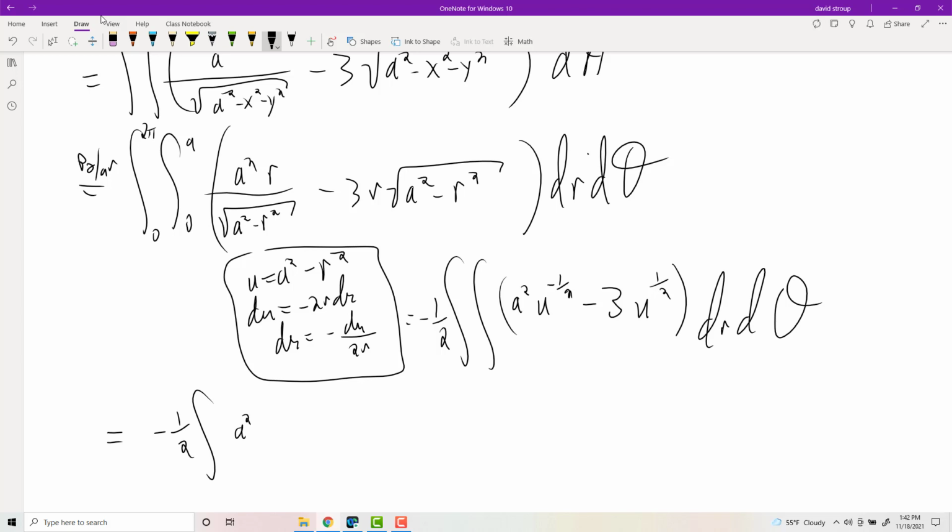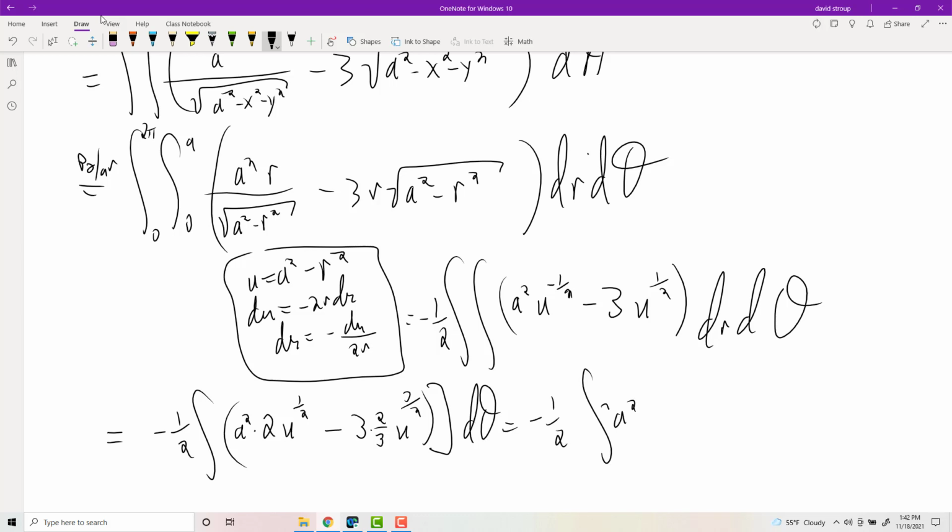I'm going to go ahead and integrate those two terms. I get a squared u to the positive 1/2 divided by 1/2 is the same as multiplying by 2, minus 3 u to the 3/2 divided by 3/2, which is times 2/3. Okay. Evaluate that thing eventually when I back sub. Negative 1/2 integral a squared, there's a 2 in front of there. Yeah, let's push that in. And then back sub a squared minus r squared for u. And then the little 3's cancel in the next term, so you get minus 2 times a squared minus r squared to the 3/2. I have to evaluate from 0 to a.